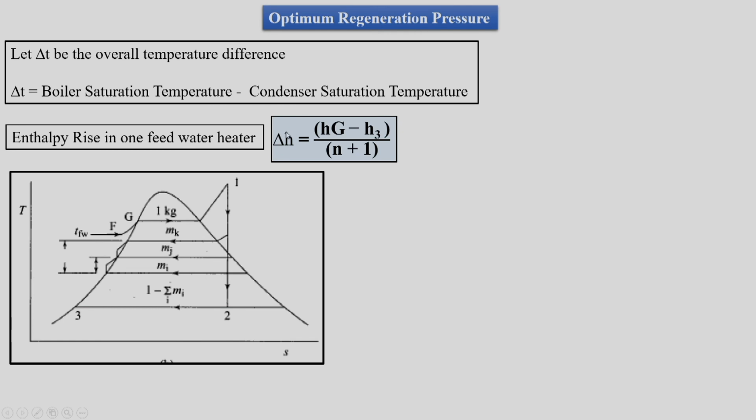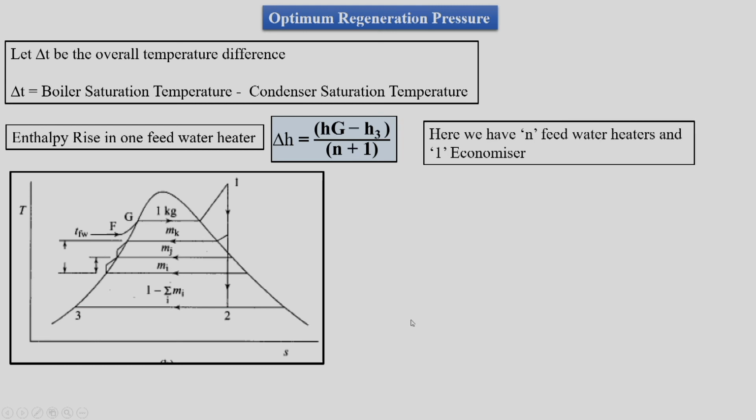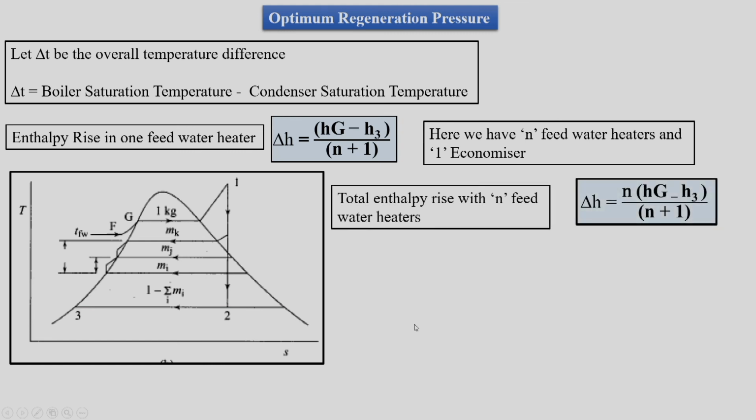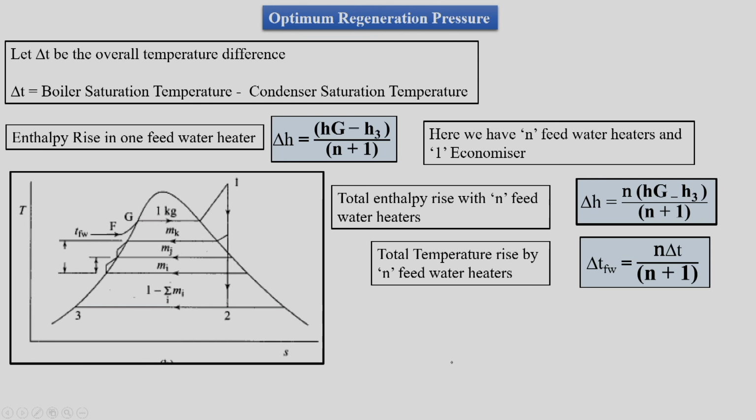So, that enthalpy rise would be actually Hg minus H3 divided by n plus 1. Here n is the number of feed water heaters and 1 is the economizer. So, total rise in enthalpy, if we are having n feed water heaters, then that will be n into the rise in temperature for one feed water heater. So, it is n into Hg minus H3 divided by n plus 1. So, total temperature rise by n feed water heaters is n into delta T divided by n plus 1.